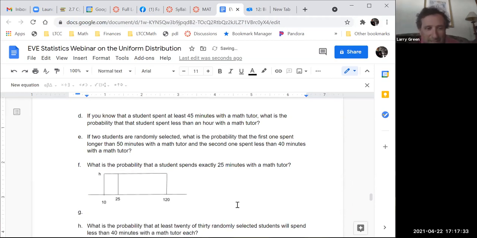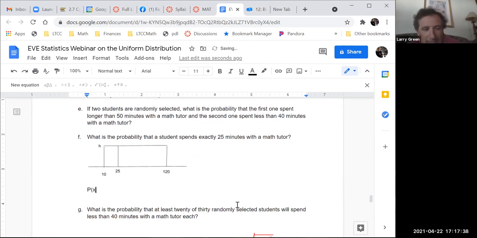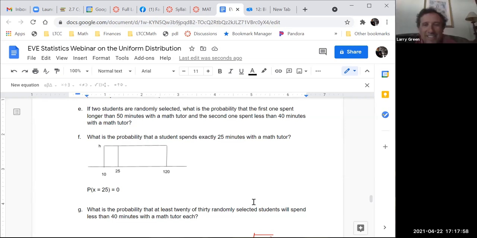Do you agree that was really easy if you know what to do? So the probability that x is exactly equal to 25 is just 0. And that's it. That's all you have to do. What's the probability that x is exactly 40? 0. Now are you starting to agree that this is really easy? So when you have a continuous distribution, the probability of being exactly a certain number is always 0. Isn't that nice?